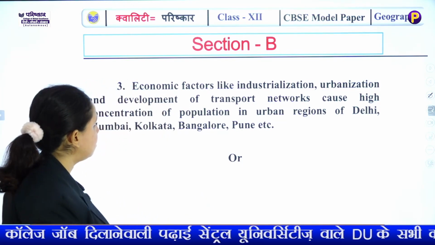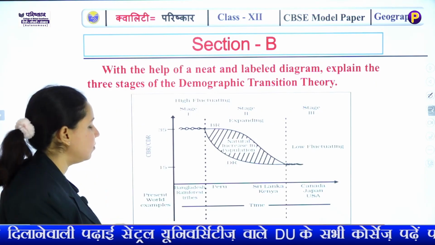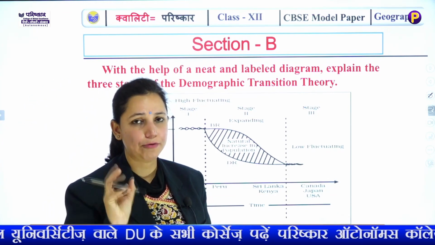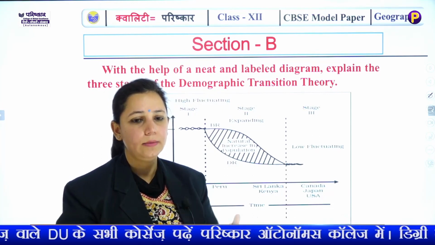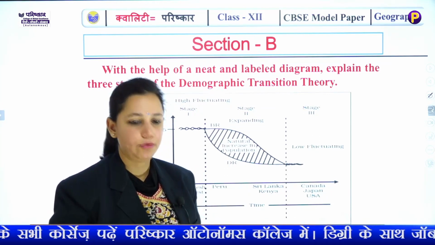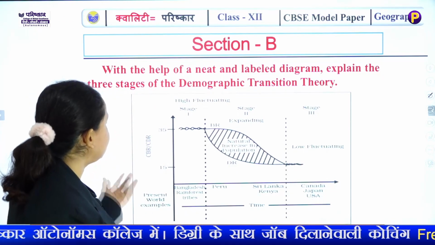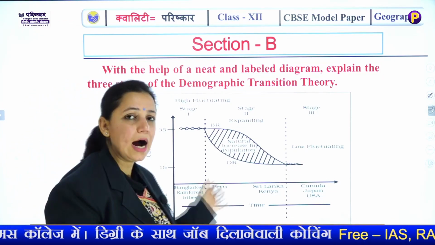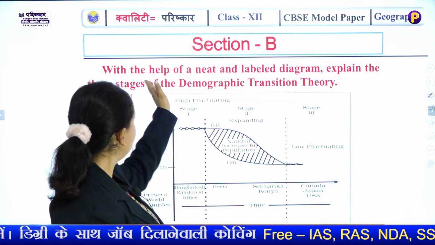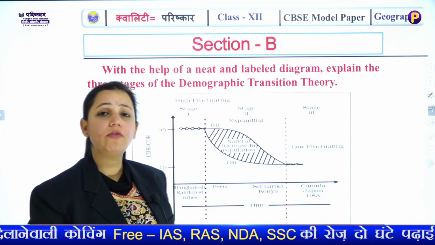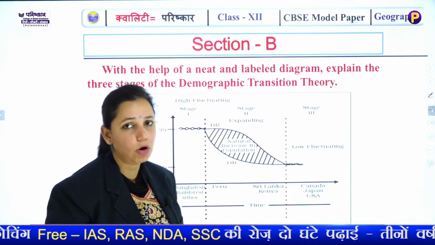Now the next question is, there are choices between the short answer types, so you have to choose among the given choices which question you have to attempt. Now the second choice that you are given in this question is, with a neat and labeled diagram, explain the 3 stages of demographic transition model.